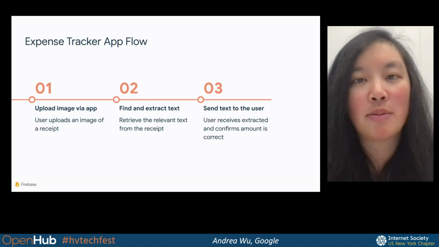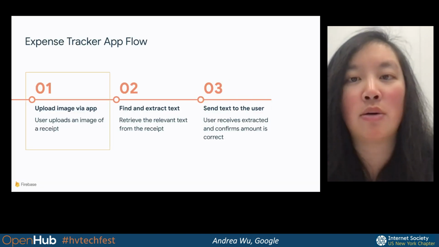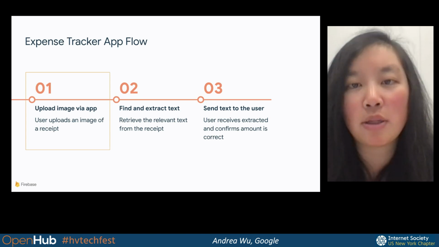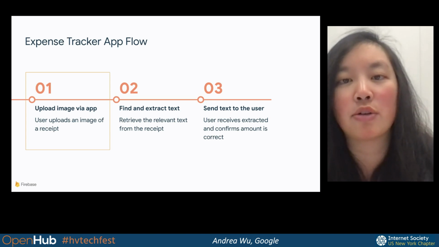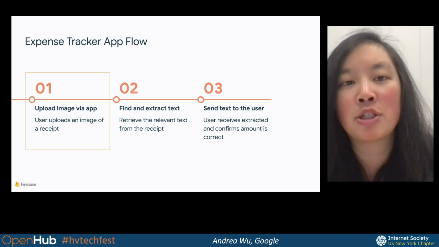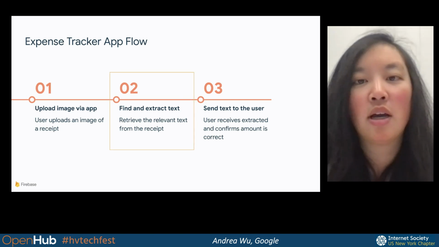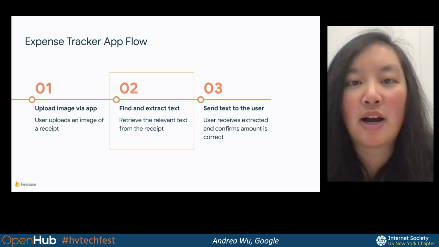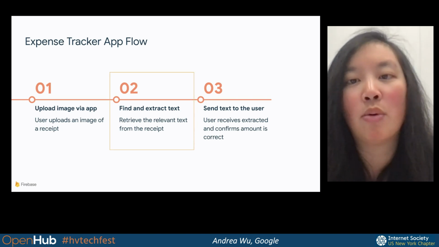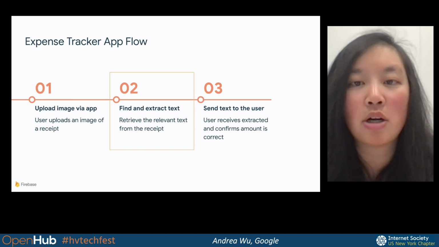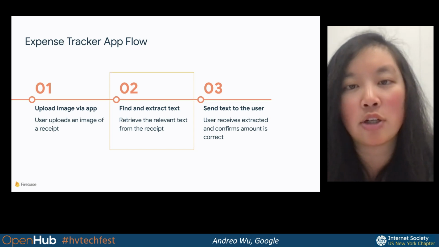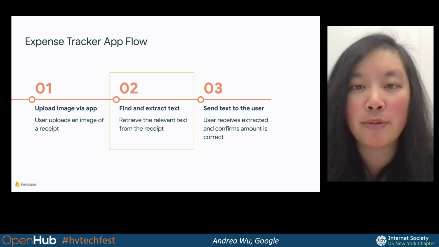So let's define some app requirements. We want users to be able to upload images either by taking a photo through their camera or by choosing an image that they already have on their phone. Then our app needs to find and extract the text, and we'll want to scan the receipt to parse for things like date, vendor, item bought, and the amount spent.